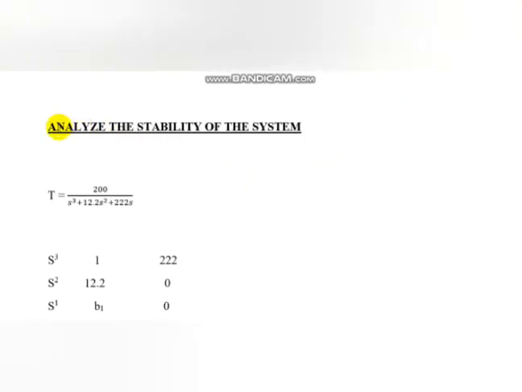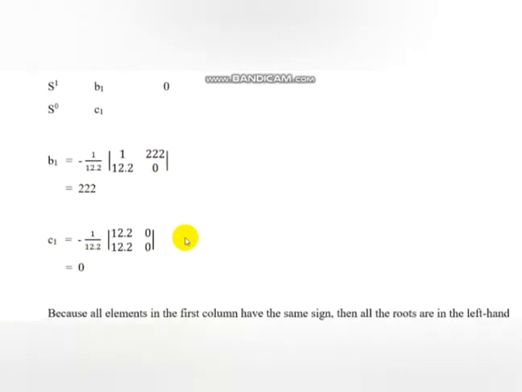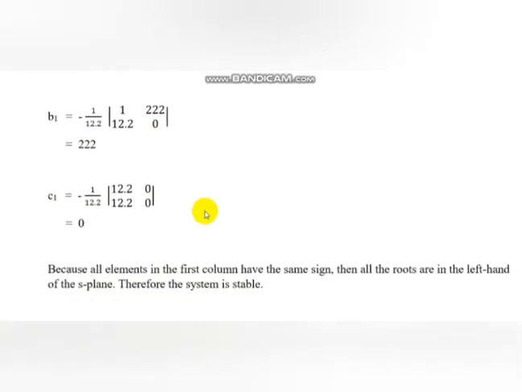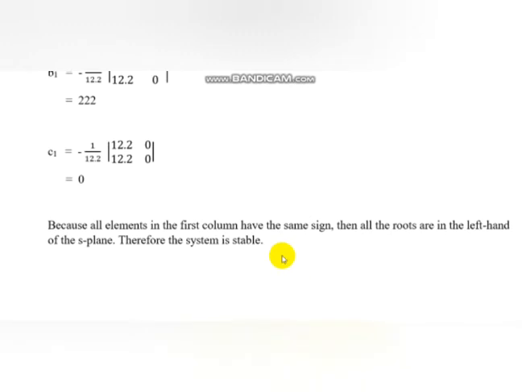So after we get the final form of the equation, we can use this kind of method to find B1 and C1 to declare whether this system is stable or unstable, because all elements in the first column have the same sign and all the roots are in the left half of the S-plane. Therefore, the system is stable. That's all.